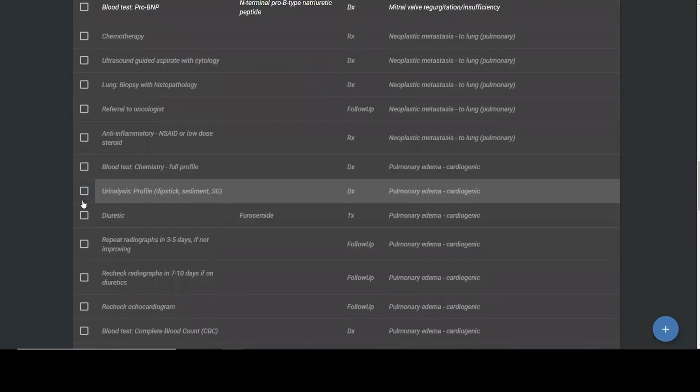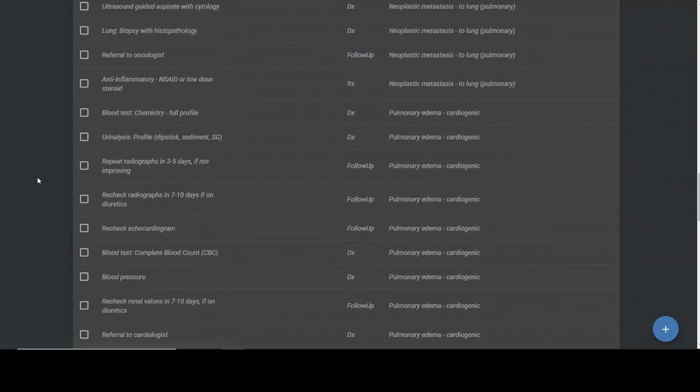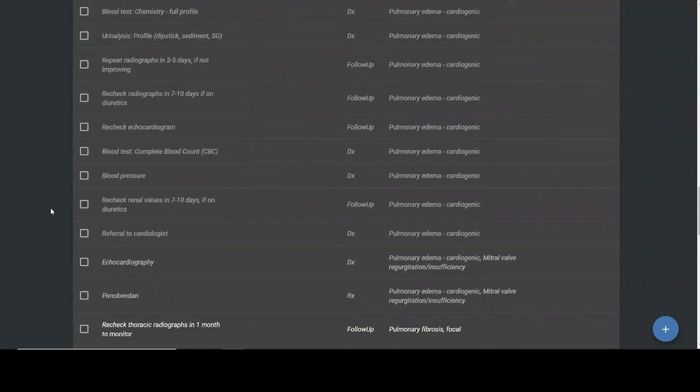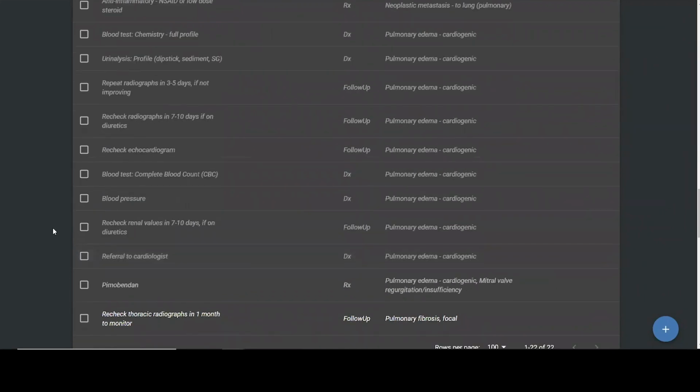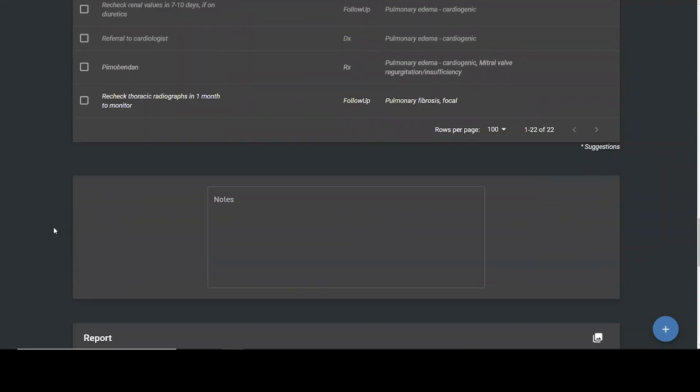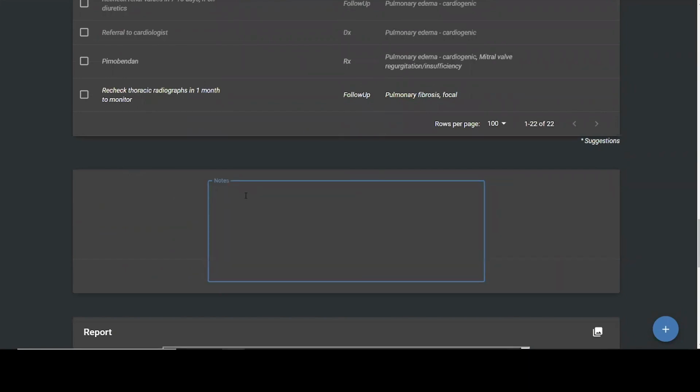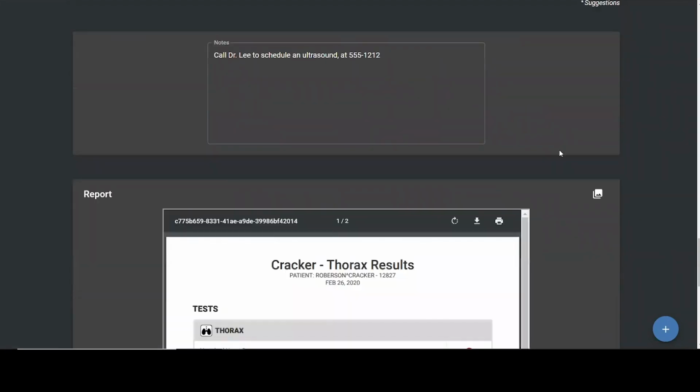If diuretic, definitely want some furosemide on board there. I want an echocardiogram too. Where's echocardiography? Okay, again, I might select more things, but I'm trying to make this a little bit quick just to demonstrate. Notes, we can write some notes in here. And again, all these changes are going to be populated in that report.